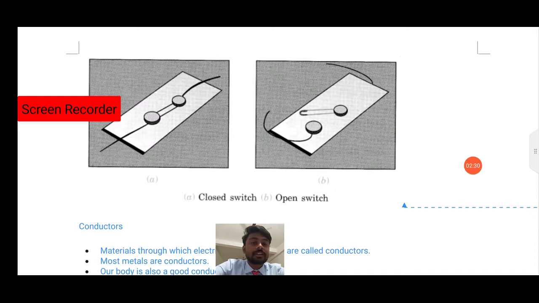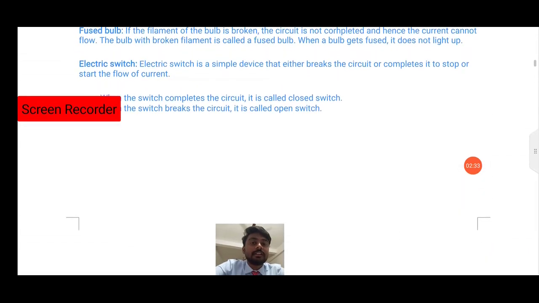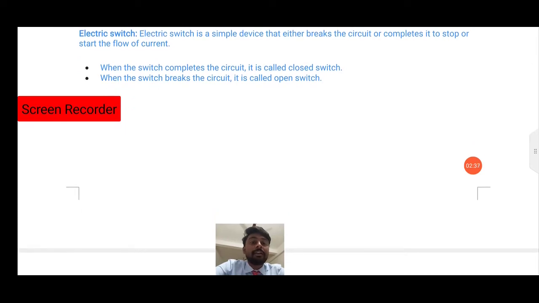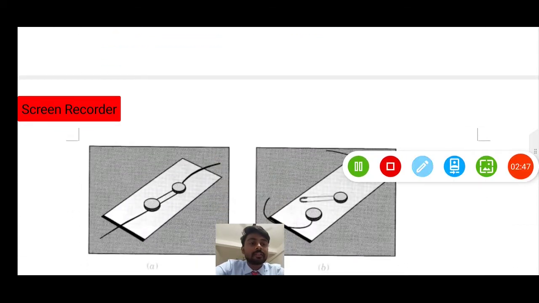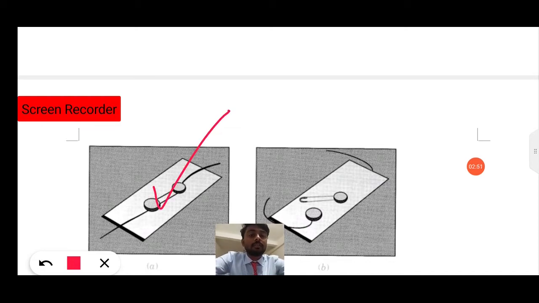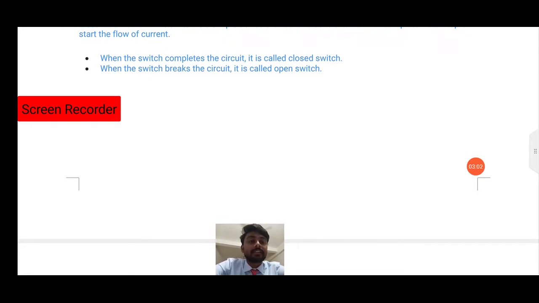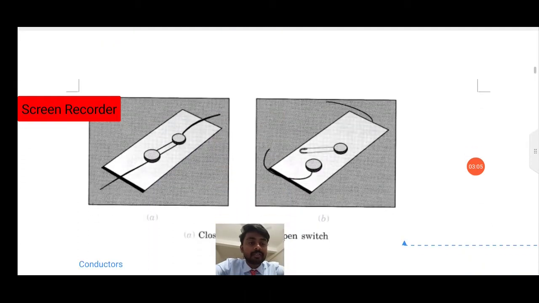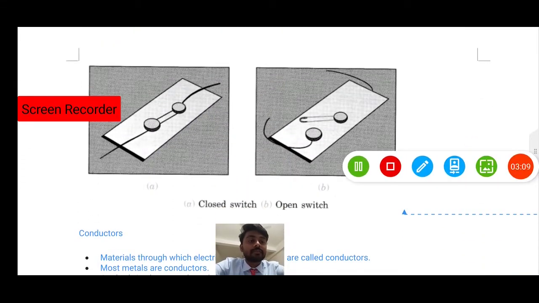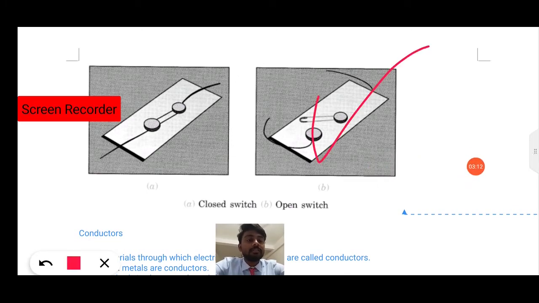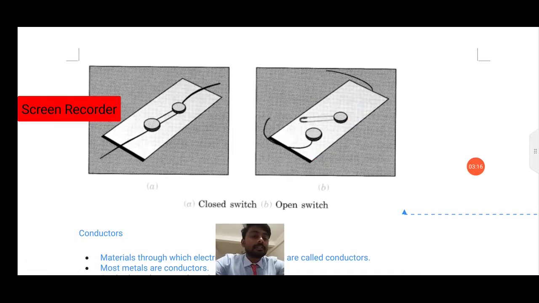You can see the first one, that is a closed switch. What do you mean by closed switch? When the switch completes the circuit, it is called a closed switch. On the second one, when the switch breaks the circuit, it is called an open switch. See the open switch in this diagram. So the second one is an open switch, and the first one is a closed switch.